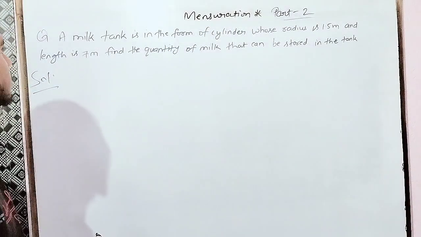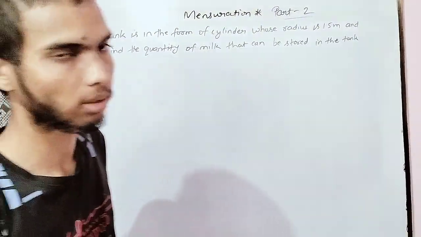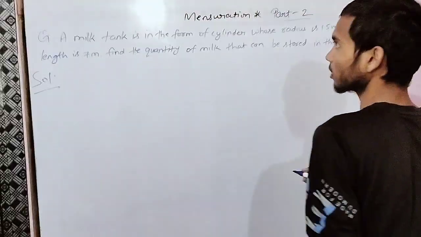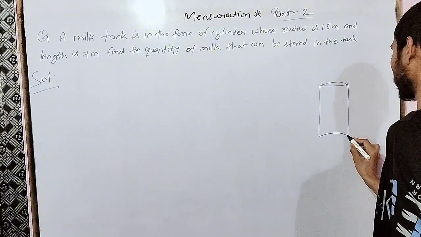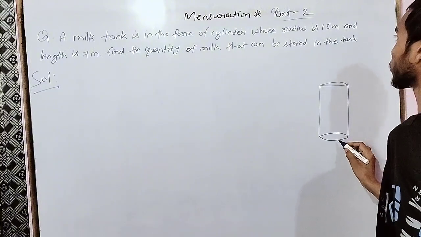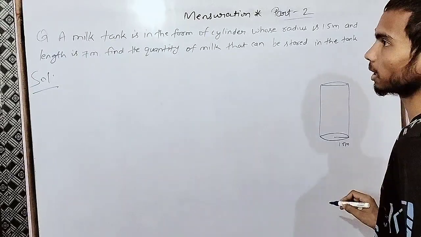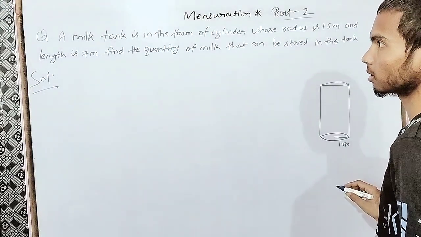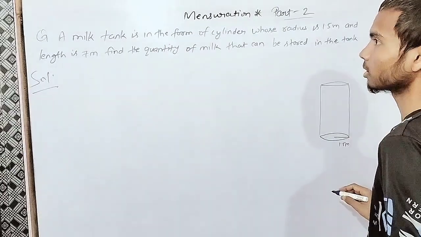let's read it together. There is a milk tank in the shape of a cylinder. This is a milk tank whose radius is how much? The radius is 1.5, from here to here is 1.5 meter. And the length is 7 meter.